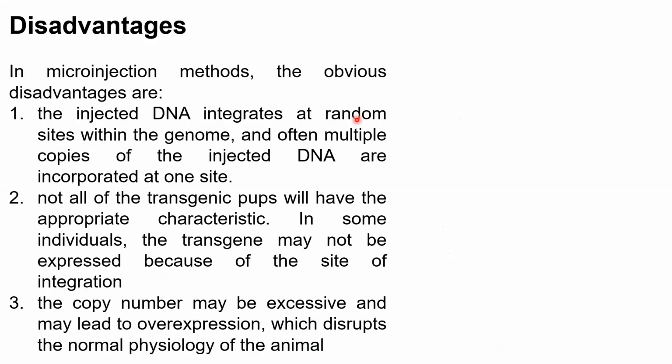Disadvantages of microinjection. There are obvious disadvantages of the microinjection method. We could inject the DNA, and it could integrate at random sites of the genome. Or we could have multiple copies of the injected DNA incorporated at more than one site. This is something we do not want. We want it to integrate at a site where the regulatory sequences could make the transgene express.